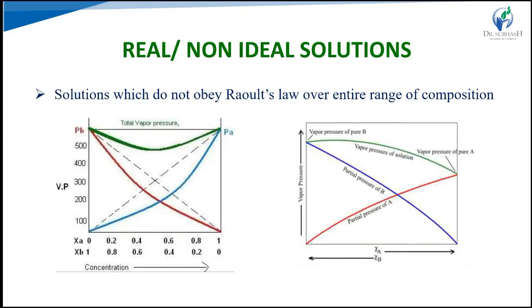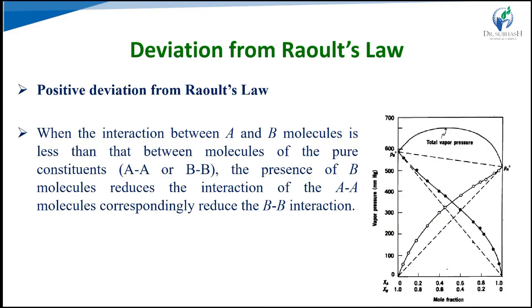The second terminology in the theory of solutions is the real solution or non-ideal solution. It is a solution which does not obey Raoult's law over the entire range. So when we go for mixing, it changes the properties of the components; chemical and physical changes are there. If they do not follow Raoult's law, that is our real solution or non-ideal solution, giving some deviation from Raoult's law.